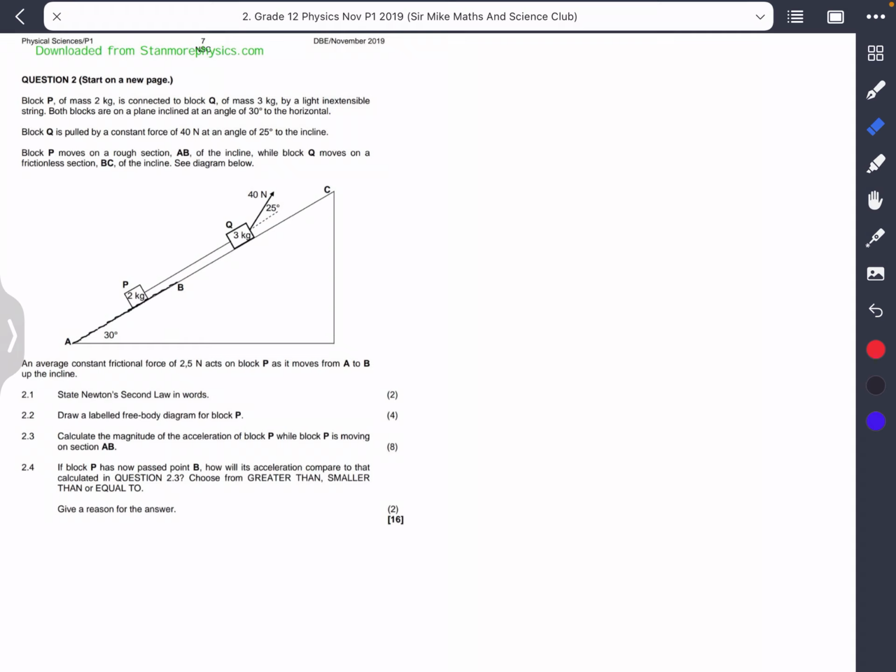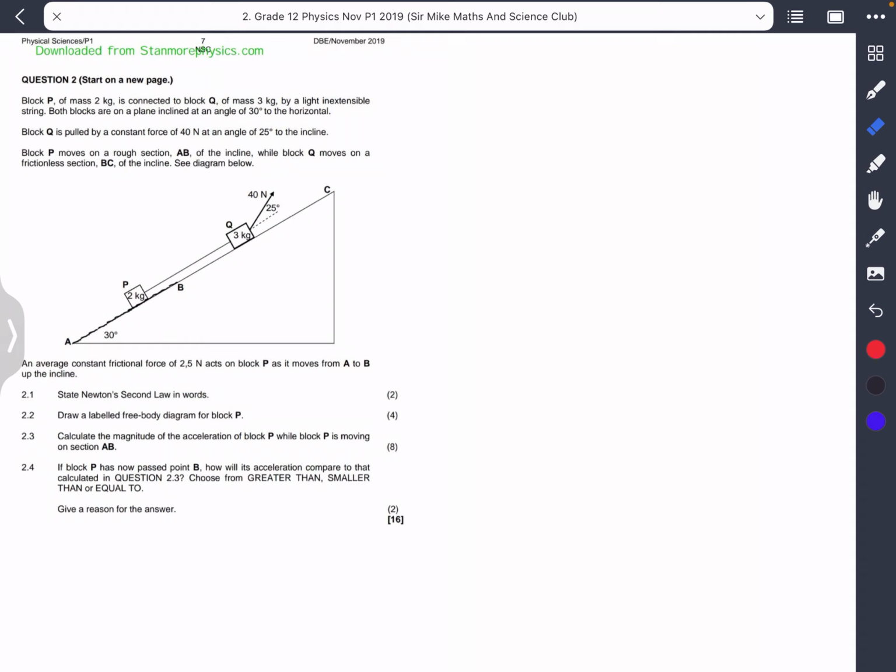So what they're saying is that section AB is a rough surface, meaning that we also have friction between those 2 points. Block Q moves on a frictionless section BC, so again they're saying that for section BC there is no friction. See the diagram below: an average constant frictional force of 2.5 Newton acts on block P as it moves from A to B up the incline.